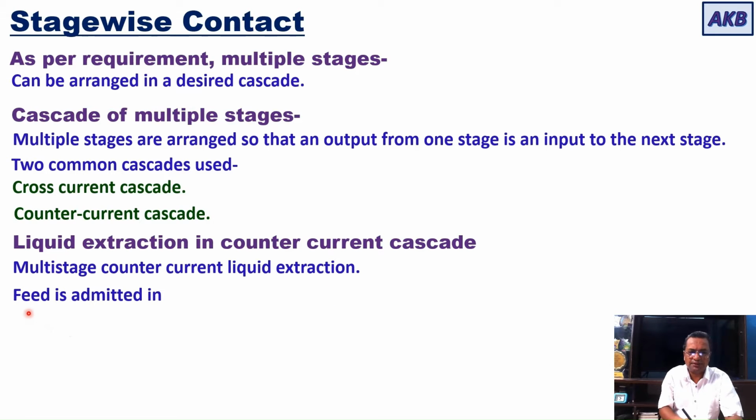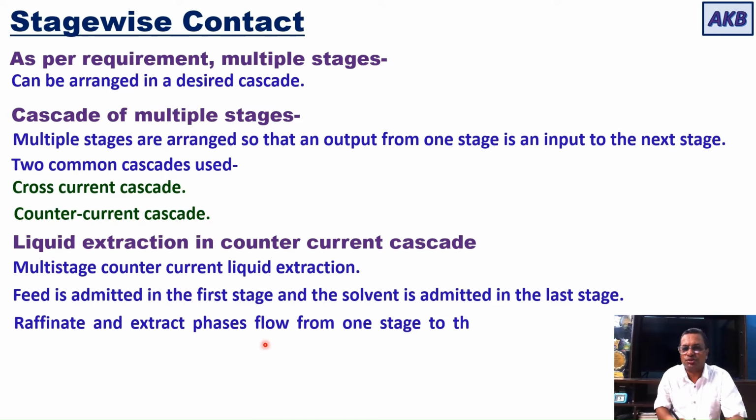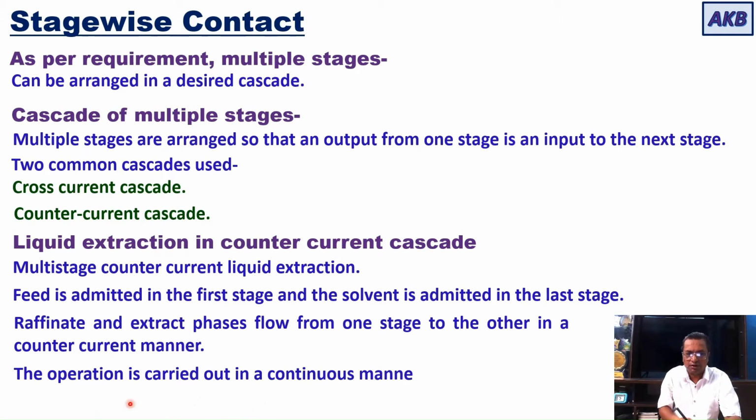So what is done in this case? Feed is admitted in the first stage and solvent is admitted in the last stage. Then the raffinate and extract phases flow from one stage to the other in a countercurrent manner. That's why it is countercurrent extraction. Since you are using multiple stages, you have multi-stage countercurrent liquid extraction. Plus, this operation is mostly carried out in a continuous manner, and that's why you have continuous multi-stage countercurrent liquid extraction.